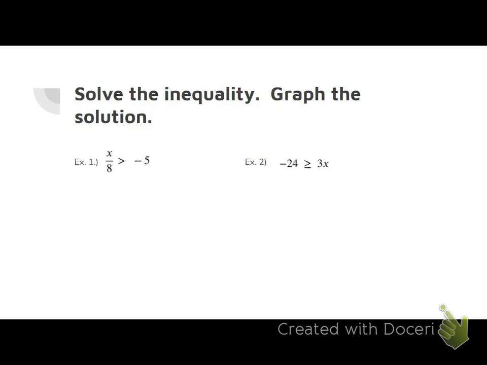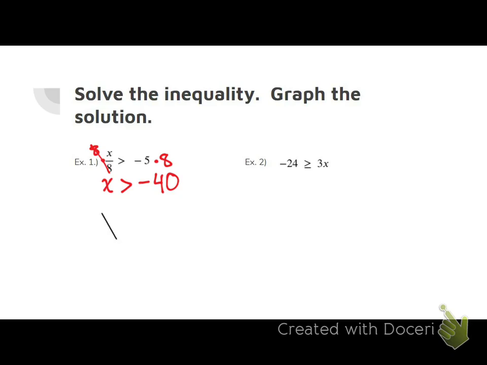All right, so these ones, again, are going to be similar to solving equations. They just don't have an equal sign, they have a different symbol in there. So on number 1, what would we do to get x alone? Times 8 on both sides. Very good, we would multiply both sides by 8. On the left side, what happens to those 8s? Cancel out. We're left with x is greater than negative 40. Good. Negative times a positive gives us a negative.